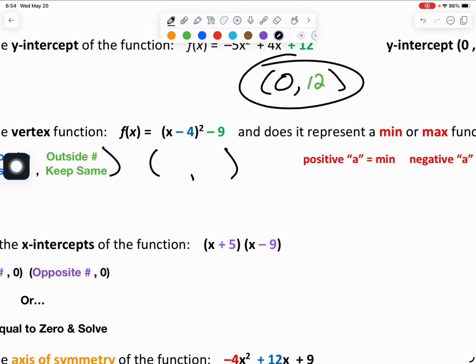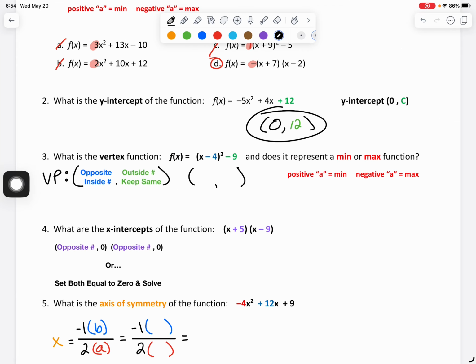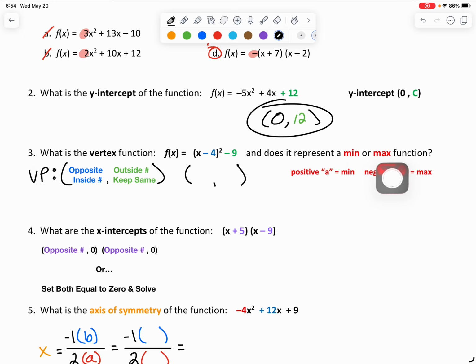Number 3, what is the vertex function? F of x equals x minus 4 squared minus 9. And does it represent a min or max function? Well, our vertex point is opposite the inside number or opposite our h. K stays the same, or the outside number we keep the same. So let's just go ahead and write it.